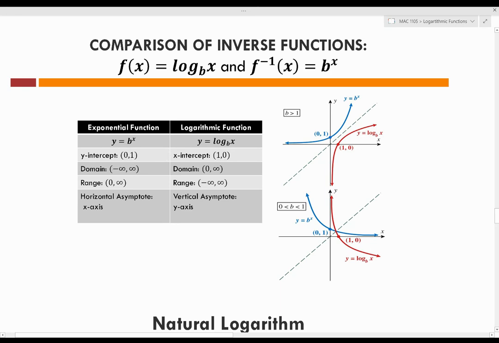The domain for the exponential is all real numbers, negative infinity to infinity, which is the same as the range for the logarithmic function. And the range for the exponential is positive, from 0 to positive infinity, and that's the same as the domain for the logarithmic. Exponential functions have horizontal asymptotes, and logarithmic functions have vertical asymptotes. So once you know the properties of one, it's the reverse for the other, because the exponential function and the logarithmic function are inverses.